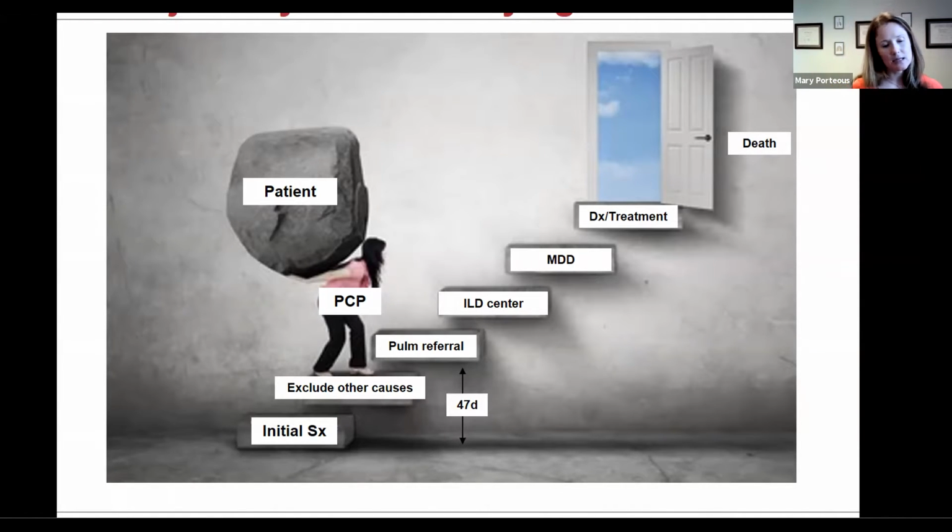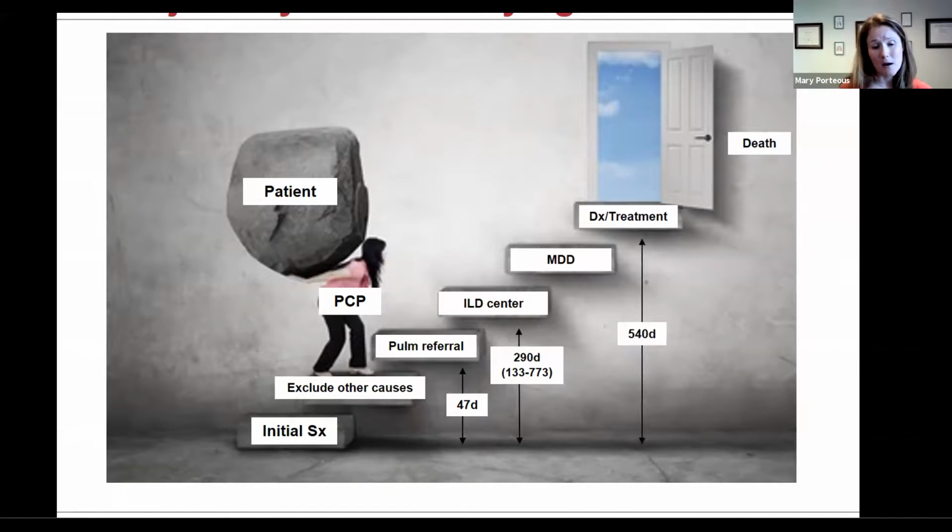Between the onset of symptoms and pulm referral, it's actually pretty fast, so kind of 48 days or so. The time to referral to an ILD center was longer, right? 290 days, with the max being almost 2 years. And then about 540 days from time of symptom onset to diagnosis and initiation of treatment. Again, if this is IPF, we're talking about death in 1,826 days.